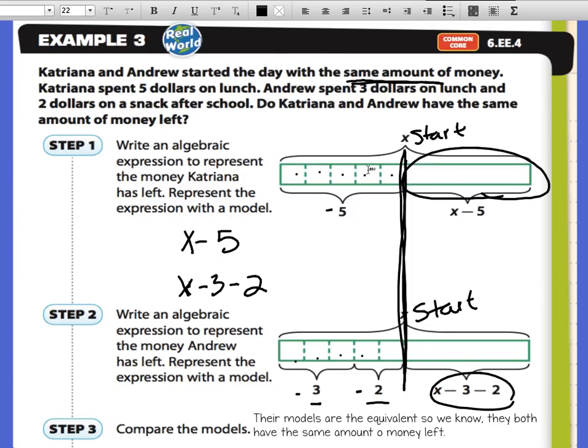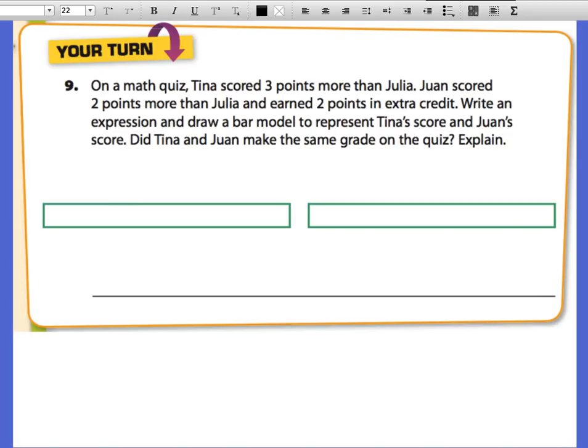Right? And again, you can see that by counting up the fact that she spent $5, he spent 3, and then he spent another 2, and you can see visibly that their models are the same. All right, so now it's your turn.